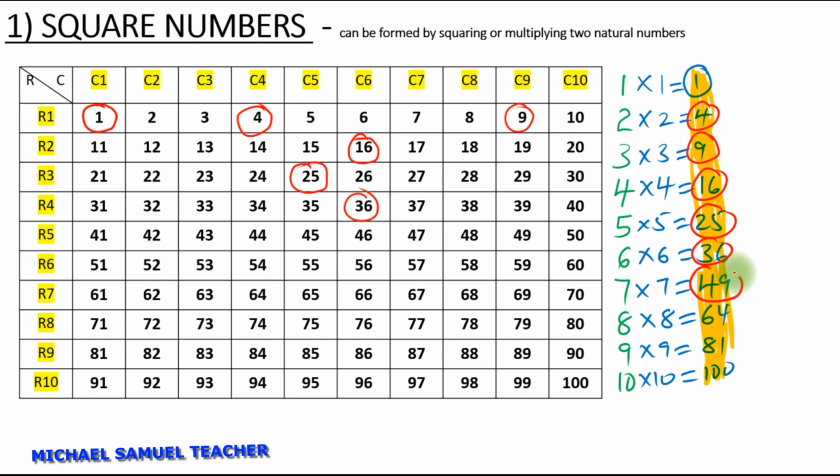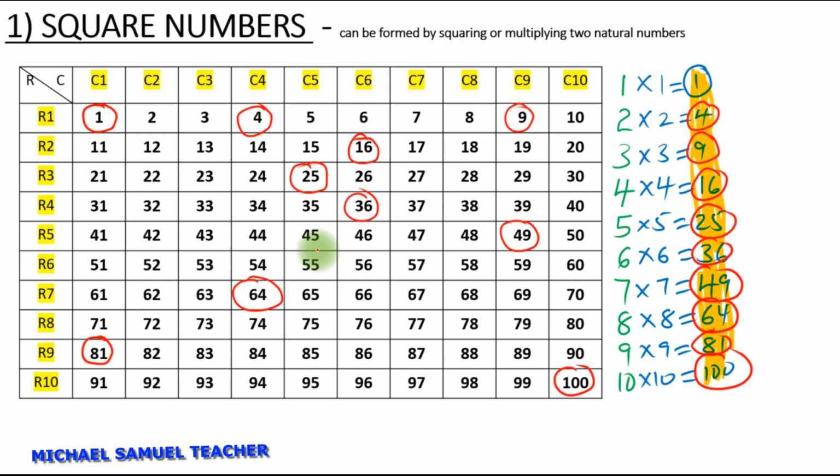Then we have 49, which is a square number, so we have it here. Then 64 is a square number, we have it here. Then 81, which is a square number, so we have it here. And lastly 100, which is also a square number. So those are the square numbers between 1 and 100. So whatever I've circled, those are the square numbers.